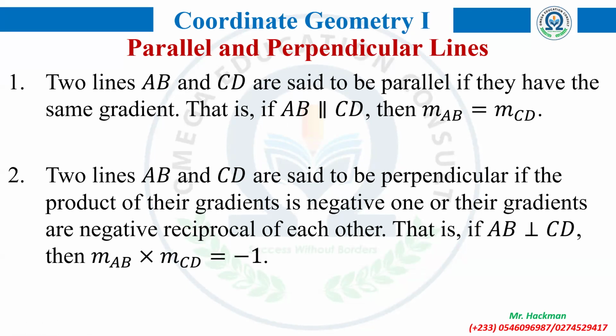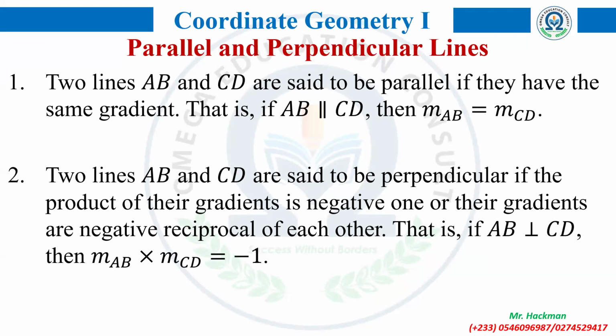Is my point well made? Okay, very good. Now again, let's look at the whole of this English statement that we have here, for the condition of perpendicular lines. Two lines AB and CD are said to be perpendicular if the product of their gradients is -1, or their gradients are negative reciprocals of each other.